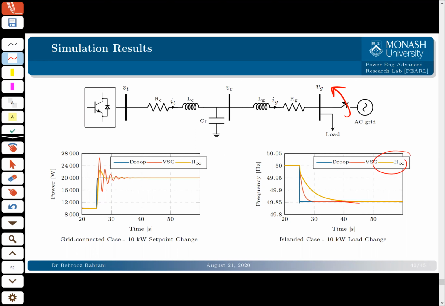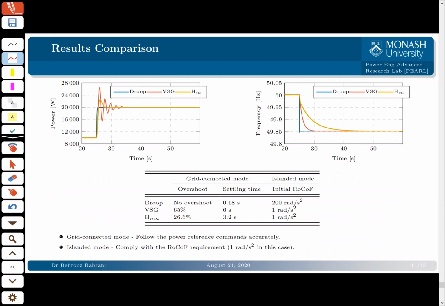And why is it important to have good performance for both of these cases? Because simply you don't know when and under which scenarios you might be in islanded or in grid connected mode. You might mainly operate in grid connected, but there is a contingency or something, and you might go to an islanded mode. So your controller must be able to give good performance for both of these cases.